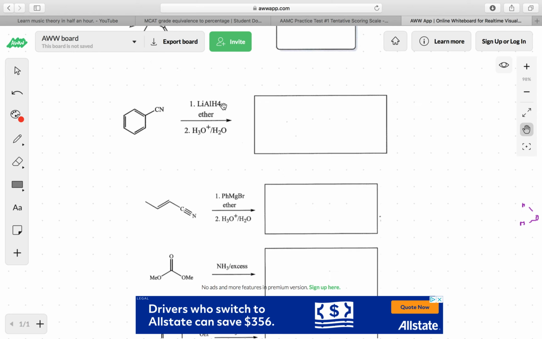Here you're adding lithium aluminum hydride onto your cyanide. We know from our table it reduces a cyanide down to an amine. So you should just get something like this, NH2.